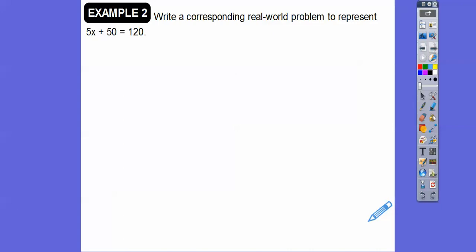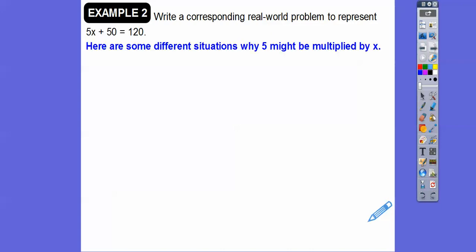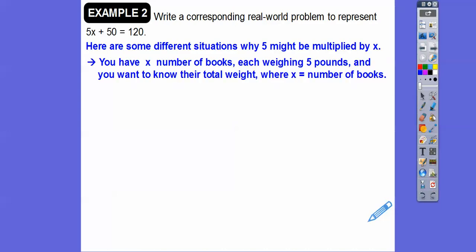So here's another one. Write a corresponding real world problem to represent 5x plus 50 equals 20. Okay, so here's some different ways, and I'm going to show you two different solutions on this. There's infinitely many. You just got to be creative, you guys. So here's some different situations why 5 might be multiplied by x. So you have, say, x number of books, and each book weighs 5 pounds. And you want to know their total weight, where x is the number of books.